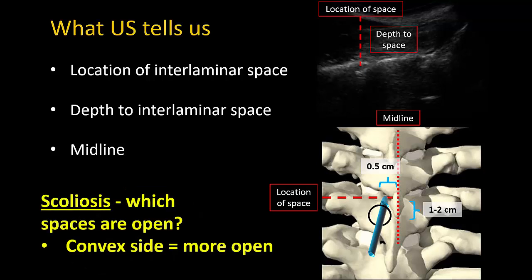Imaging is even more helpful if there is a scoliotic deformity, as scanning on both left and right sides of the spine will allow selection of the side where the spaces are more open, or more specifically where the interlaminar gap is more prominent on ultrasound.